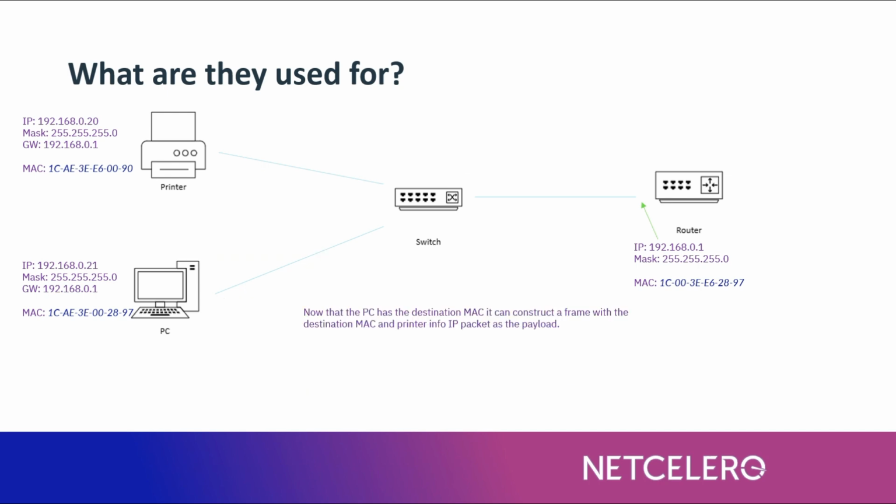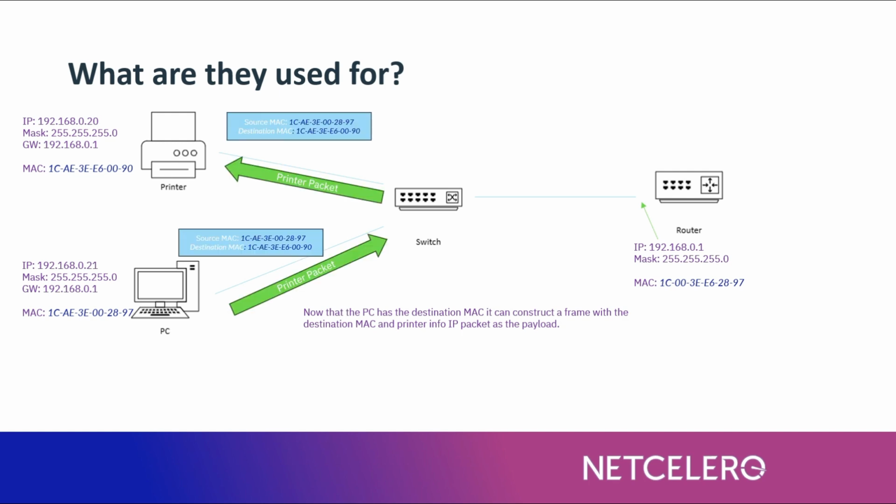Now that the PC has the destination MAC, it can construct a frame with the destination MAC of the printer and the IP packet as the payload. The switch sends the packet directly to the printer, and doesn't send it out every interface, because the destination MAC is defined and it has learned that that destination MAC is on that interface.